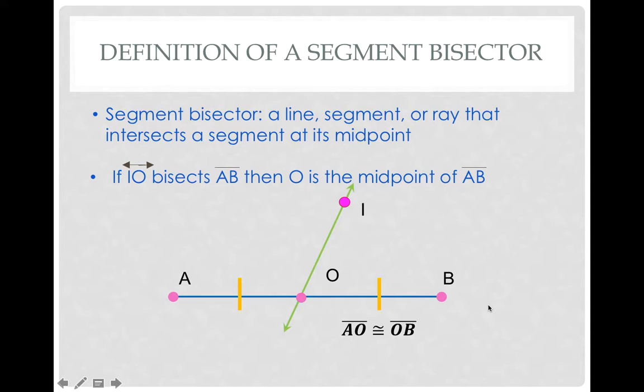Okay, so be on the lookout. Segment bisectors are kind of mean. They slice things in the middle, cut things in half. All right, so what do you think an angle bisector is then? Oh no, it's going to be slicing an angle in half. So it's some line, ray, or segment that will divide an angle in half.